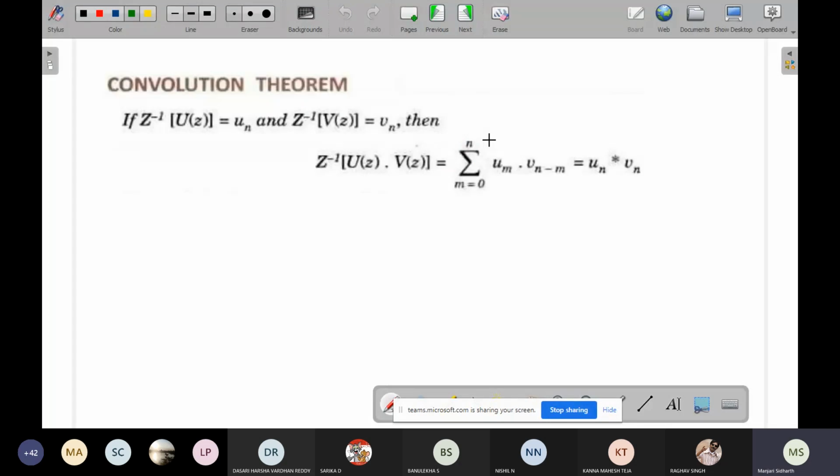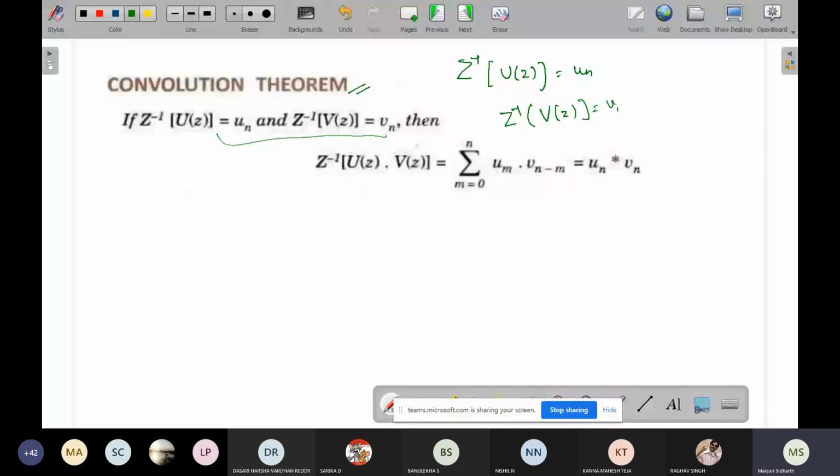So, last topic of this class, not this module, is the convolution theorem. Important topic. Convolution theorem means, suppose the inverse Z transform of capital U(z) is given, and convolution means when we have two sequences or two functions, u_n. Inverse Z transform of V(z) is v_n.